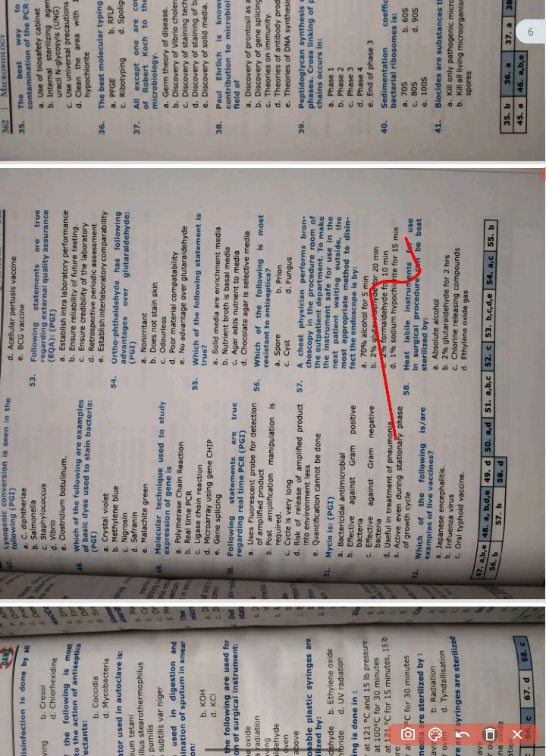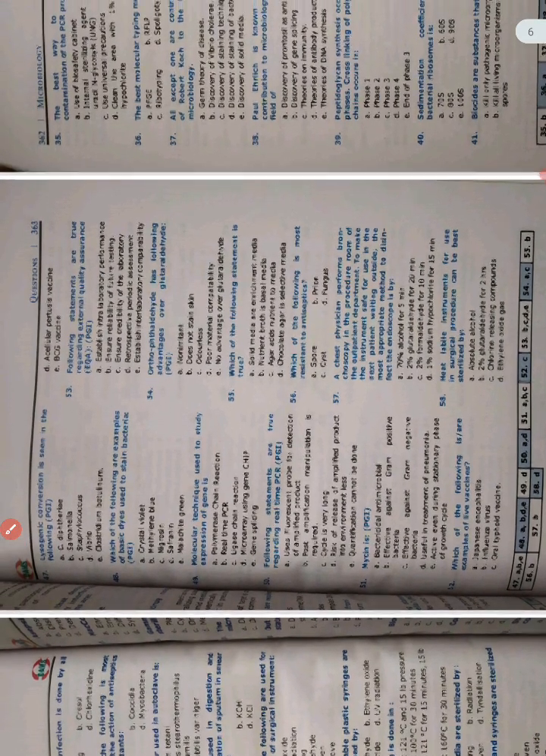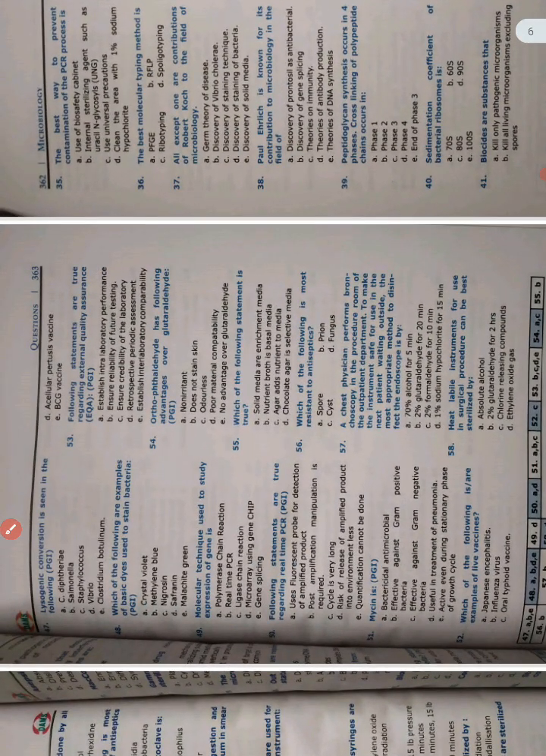Which of the following is or are examples of live vaccines? It's very important. Which are the live vaccines? These are asked a lot of times. So live vaccine examples are BCG vaccine and oral typhoid vaccine. These are the live vaccines. BCG and oral typhoid.